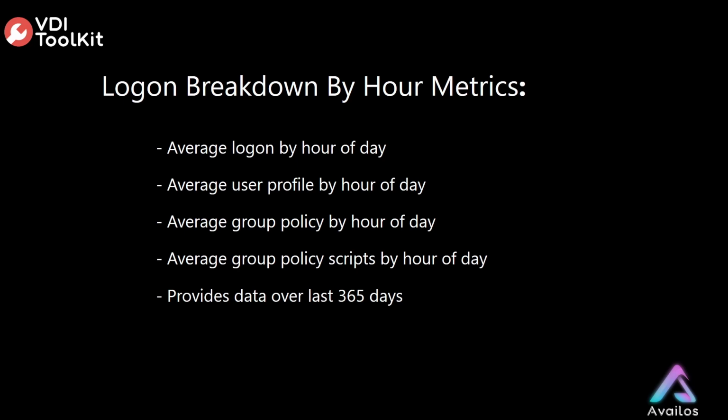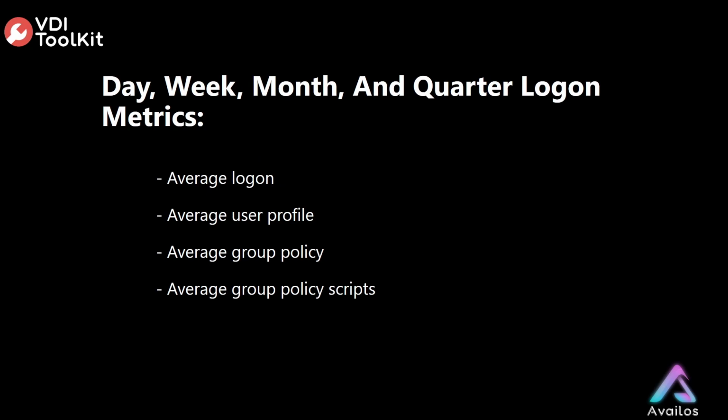Maybe they are degraded in the morning when most people are logging in and could be due to disk I/O issues. Or maybe they are happening around the same time as system-wide scheduled tasks such as backups. Day, week, month, and quarter logon metrics provide information on average logon, average user profile, average group policy, and average group policy scripts for the specified time interval.